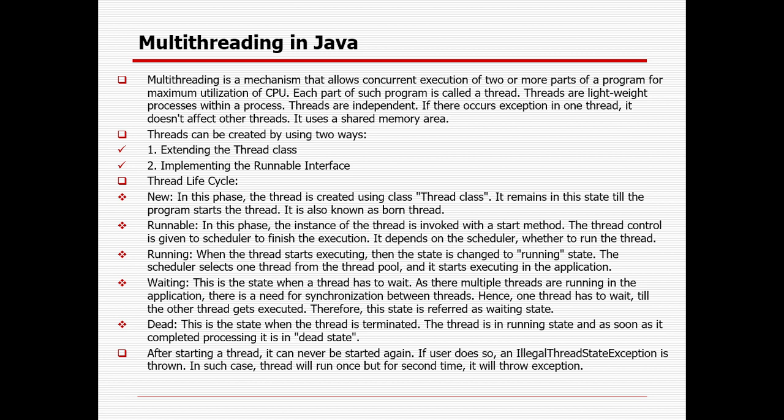Okay, so multi-threading is a mechanism that allows concurrent execution of two or more parts of a program for maximum utilization of the CPU. Each part of such a program is called a thread. Threads are lightweight processes within a process. Threads are independent. If an exception occurs in one thread, it does not affect the other threads. It uses a shared memory area.